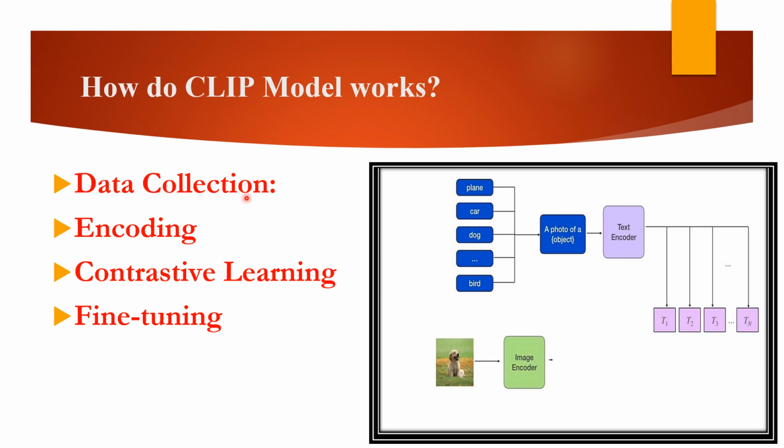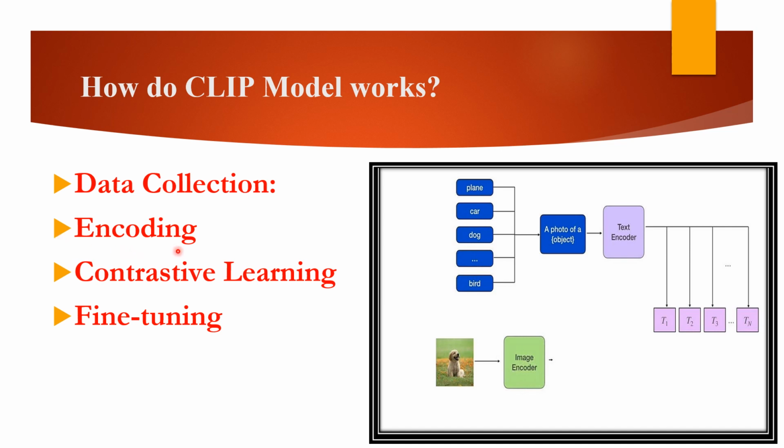First step is the data collection. Well, in this first step, it gathers a large amount of image text pairs from the internet, and these pairs can be scraped from websites, social media platforms, or other sources. This dataset serves as the foundation for pre-training the model.